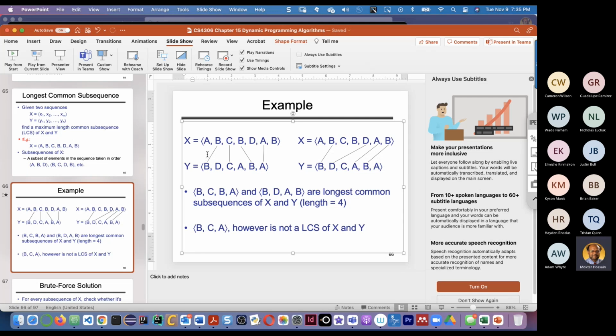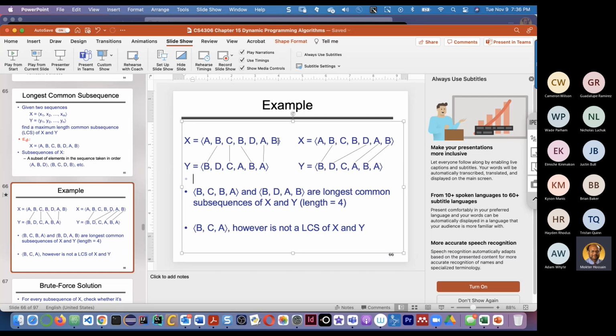Here you see that B matches with B, and then C matches with C, and then B matches with B, A matches with A. So the maximum number of matches over here is 4, right? So the maximum matching length is 4 over here. And over here, B matches with B, D matches with D, and then this C does not match because whenever it passes, it cannot come back. A matches with A and B matches with B. So it also has 4 matches.